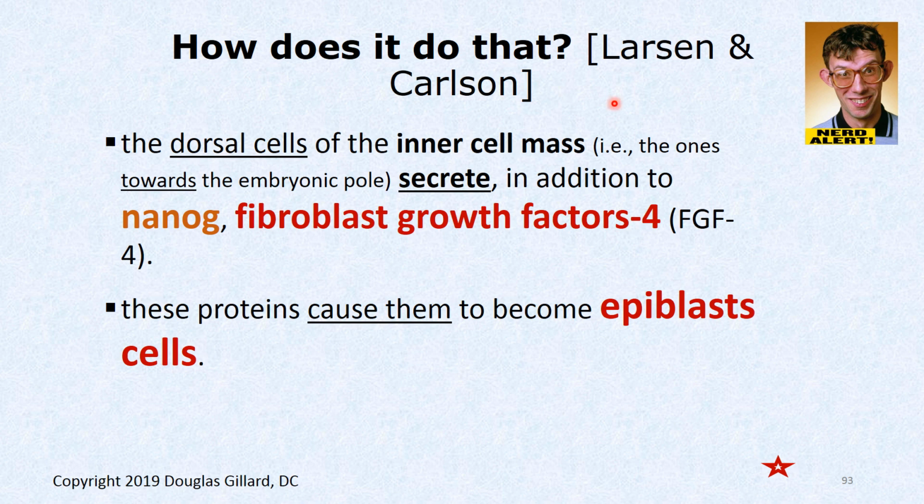Okay, now how do they do that? How do they segregate? Well, we got some more proteins that are going to be made by the central dogma. So the dorsal cells of the inner cell mass, in addition to already secreting nanog, secrete something called fibroblast growth factor 4, or FGF4. And FGF4 and nanog make them become the epiblast cells.